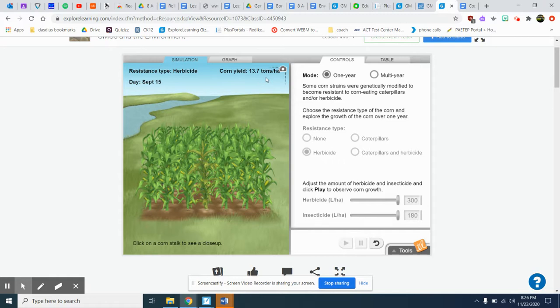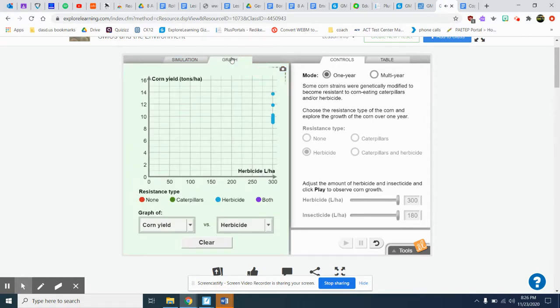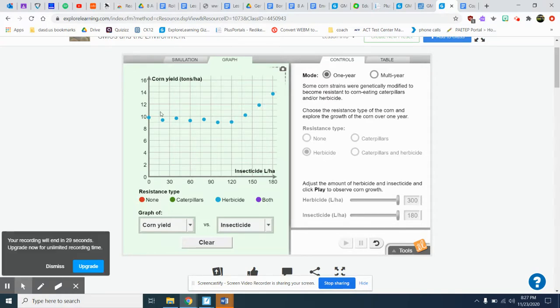All right, so number 7, it says switch to the graph tab. Graph, click. Change the drop-down menu on the right to insecticide. Boom. Describe the shape of the graph. So if we look at this, the corn yield stays about the same until 120 liters per hectare of insecticide, after which it steeply rises. Pretty crazy, right? Because here a couple of times it looked like it dipped, but then once it hit 120 or so, it started to increase dramatically.